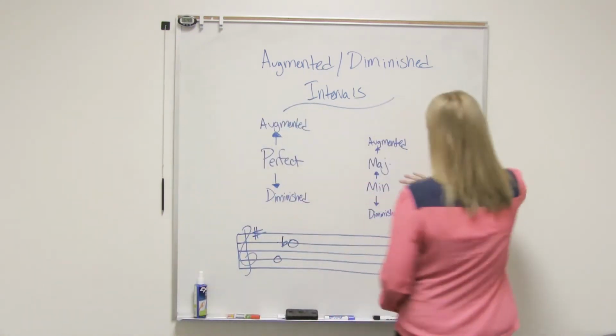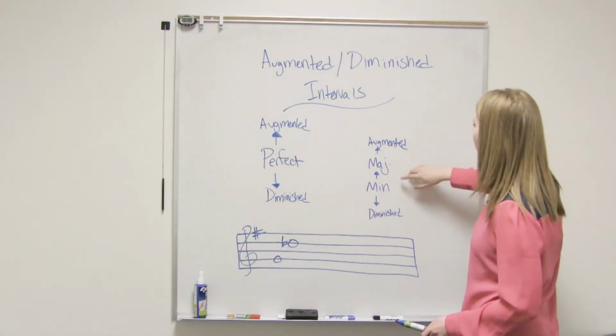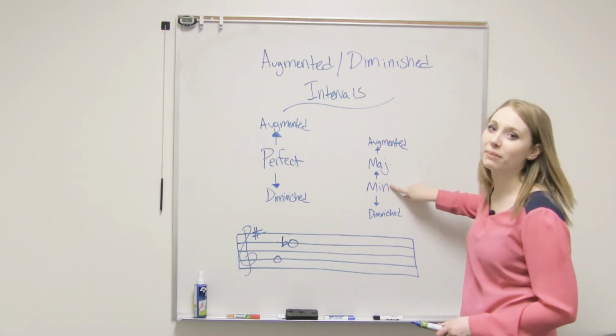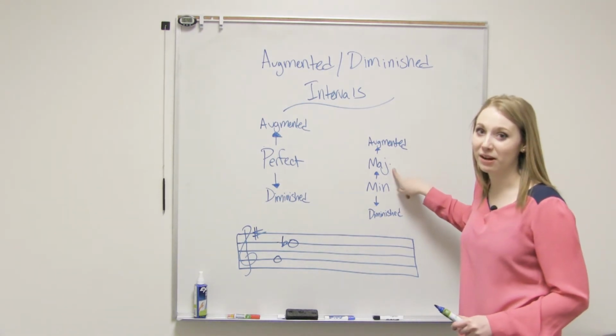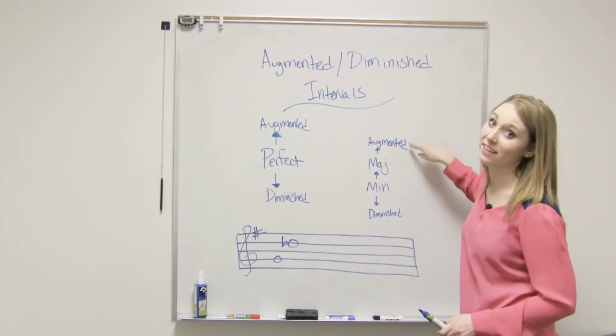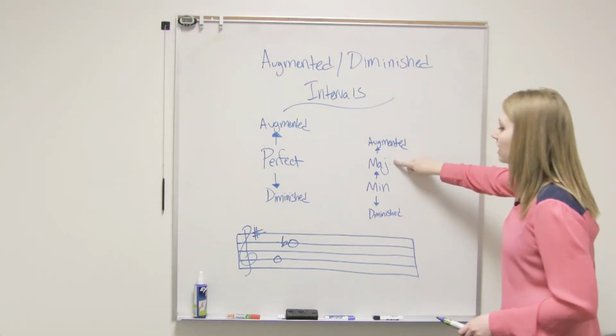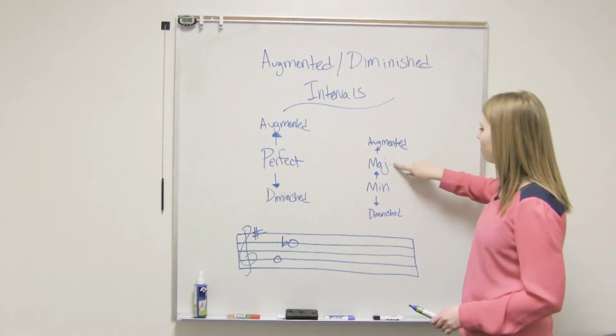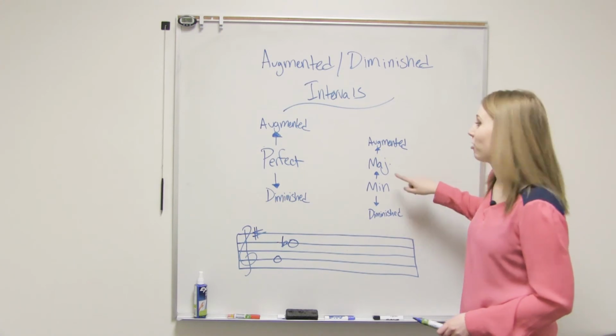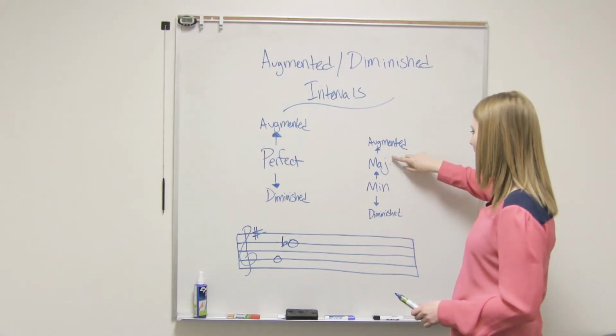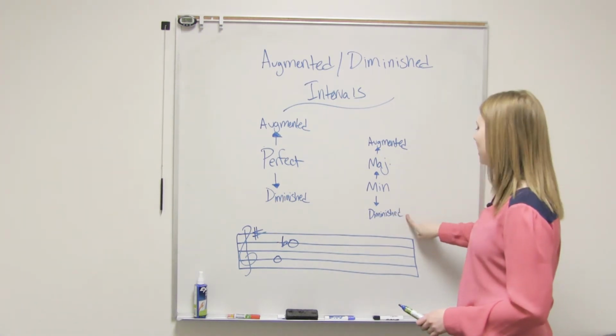So for major and minor, it's a little bit more complicated. You can't make a minor chord augmented right away. You first have to make it major and then you can make it augmented. Same with major. It can't go straight from being major into a diminished chord or a diminished interval. It has to be major, then minor, and then diminished.